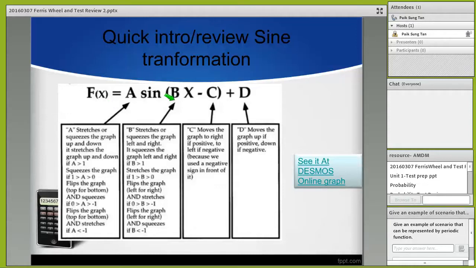Okay, b is the number in front of the x, or the number in front of the domain. If the domain is in radians, which is in pi or 2 pi or pi over 3, then that is the x that we're talking about. That is the input. The number in front of the x stretches or squeezes the graph left and right.